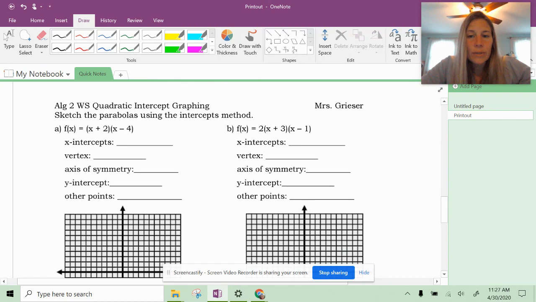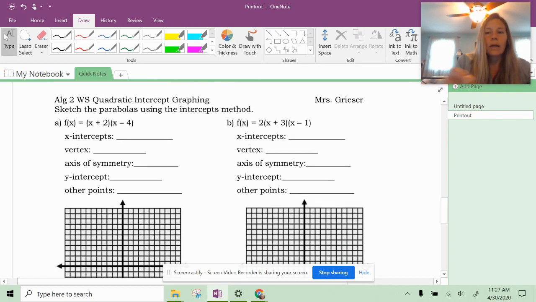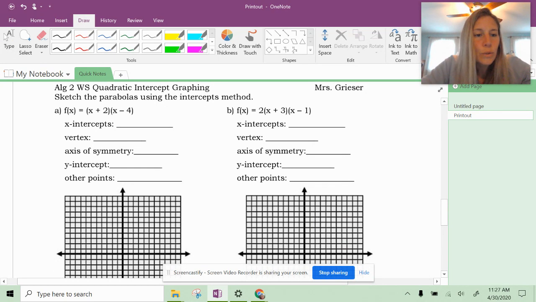I have a couple examples here on the next page. Obviously, I stole this worksheet from somebody else.